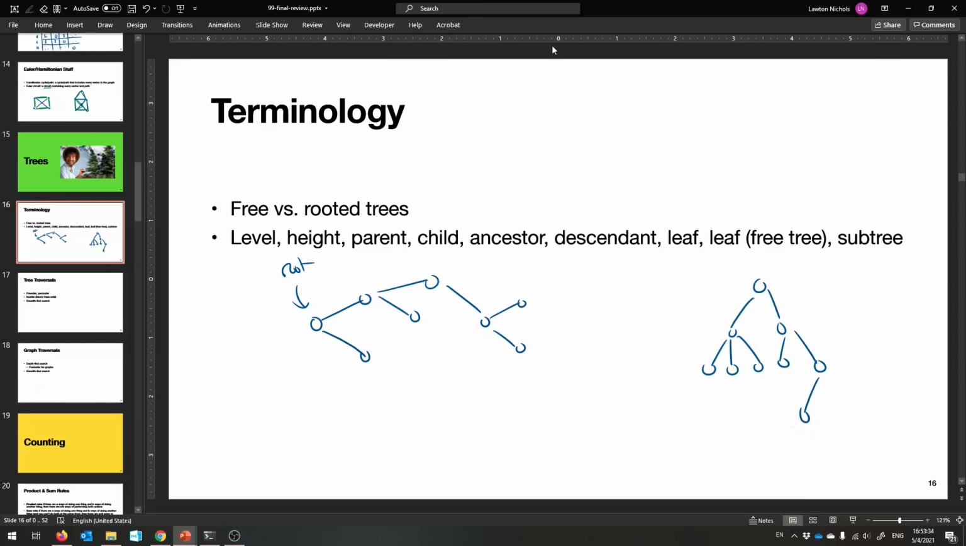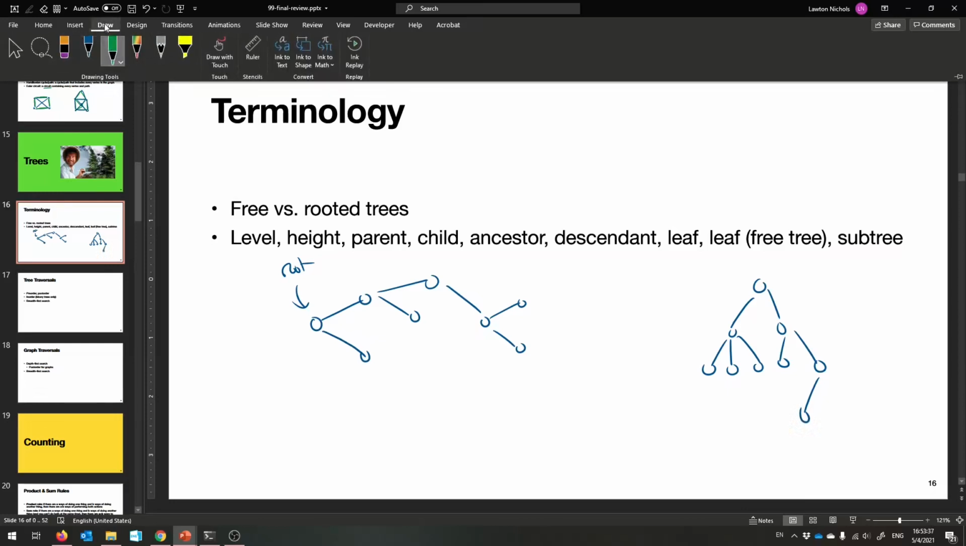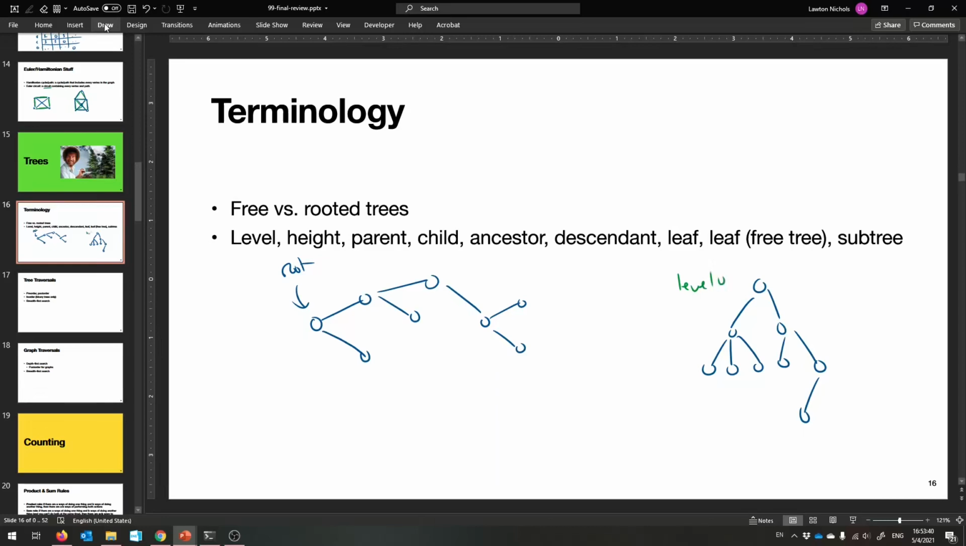So here's my tree. There's a lot of terminology here. There are levels. This is level 0. This is level 1. Level 0, level 1, level 2, level 3. Okay. The height is the maximum level. So the height of the tree is 3, because that's how many you have to go down to get to a leaf node down at the bottom. It's as far as you can go, as many edges as you can cross. That's the height of the tree is 3.